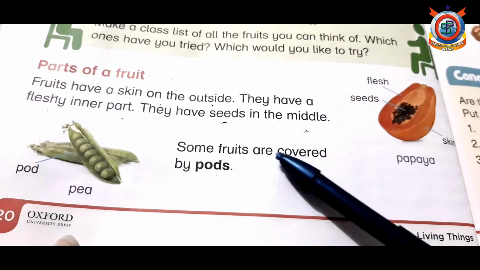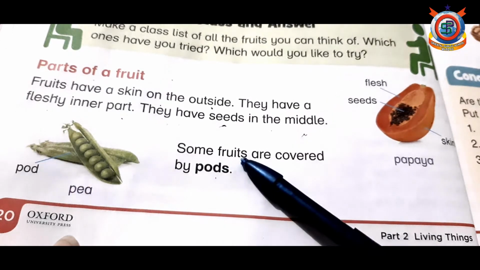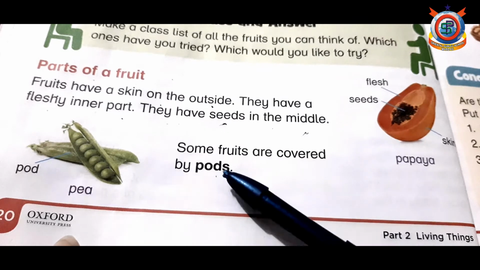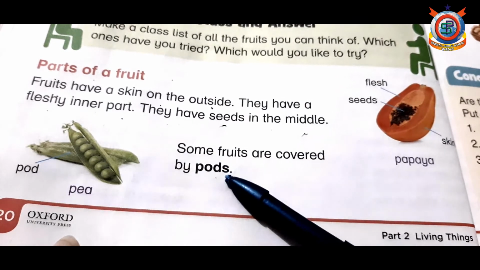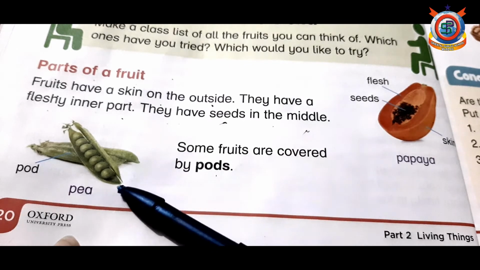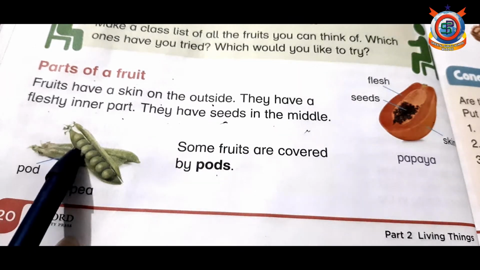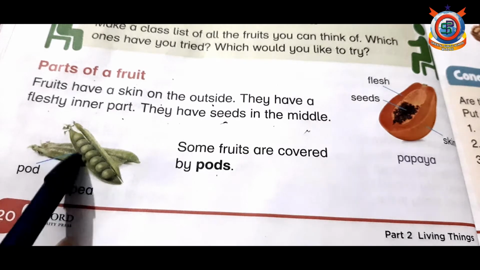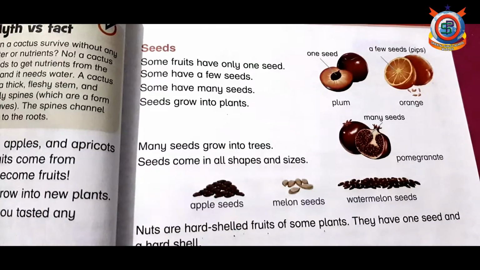Some fruits are covered by pods. Pods are like a container in which seeds are present. Example, pea and bean. These are seeds and this is a pod. Now come to the next page.